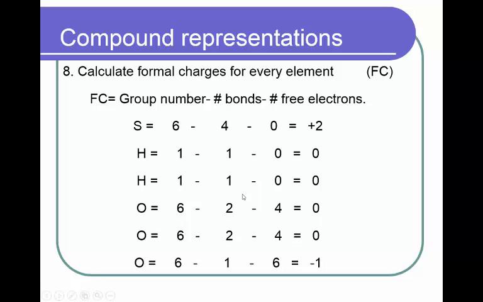Finally, we've got the two other oxygens that only have one bond and 6 free electrons. So 6 minus 1 minus 6 gives us a formal charge of -1. The same happens with the other oxygen, so we've got two oxygens with a -1 charge. Now, if you add the charges, +2 -1 -1, that gives you a total charge for the molecule of 0. Most compounds are neutral, so this tells us that we've worked in the correct way.